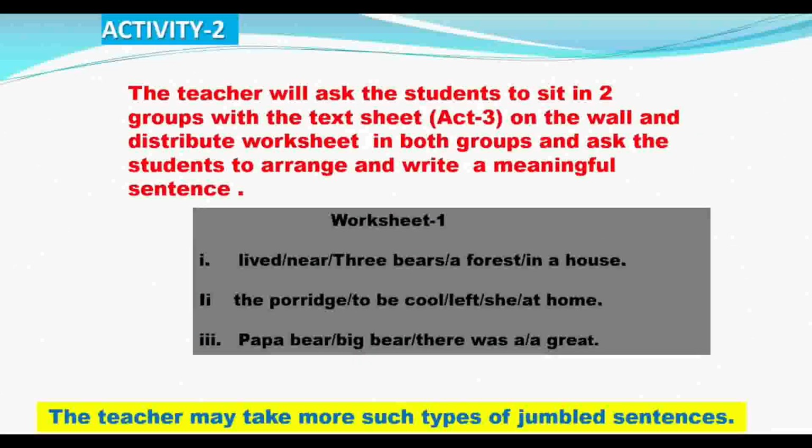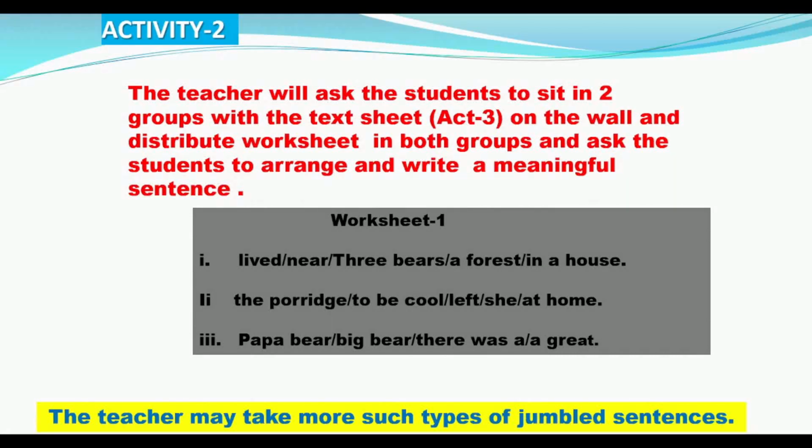Next comes Activity 2. The teacher will ask the students to sit in two groups with the text sheet as per Activity 3 on the wall, distribute the worksheet in both groups, and ask the students to arrange and write a meaningful sentence. Worksheet 1. Here are the words in jumbled order and you have to arrange the words and make a sentence. The words are: lived, near, three bears, a forest, in a house.